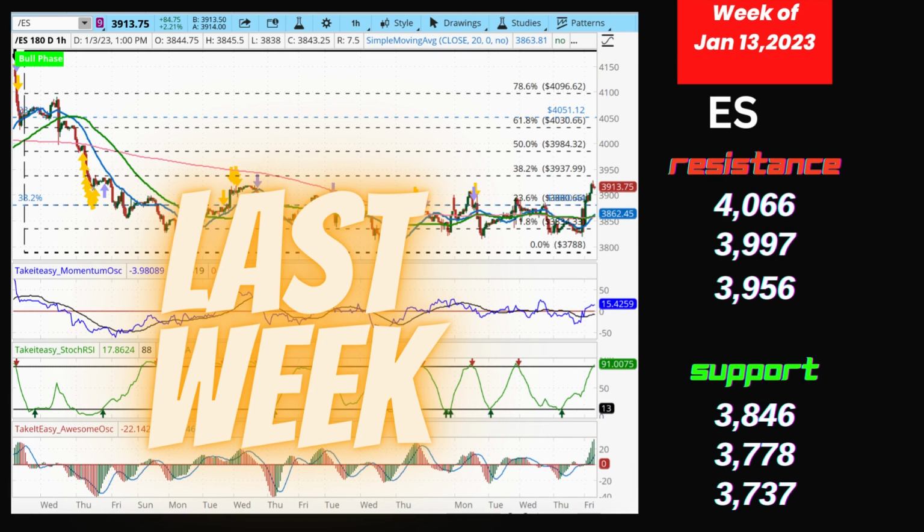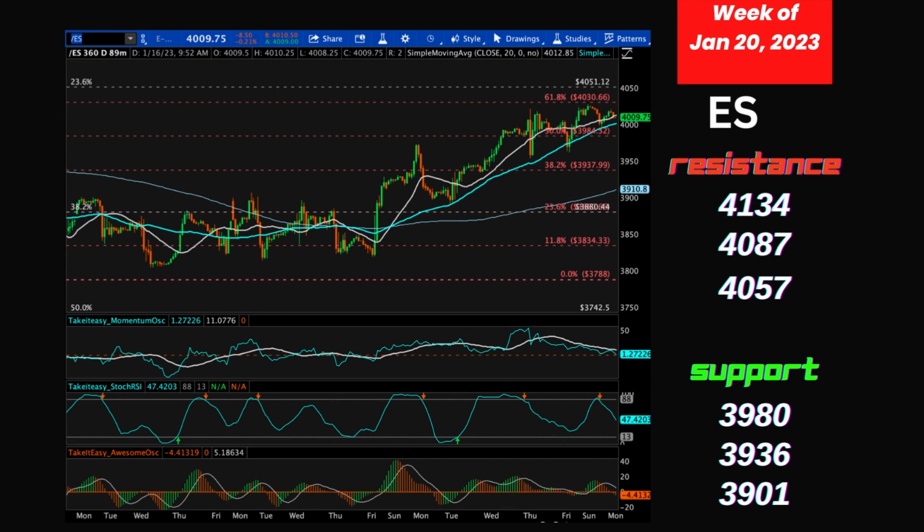This is ES futures chart and levels from the last week. ES futures are currently trading around $4,009. For the coming week, the first resistance is at $4,057, second resistance is at $4,087. The weekly resistance is at $4,134. Support or demand for ES futures would be first at $3,980. The next area of support will be $3,936, and weekly support will be at $3,901.